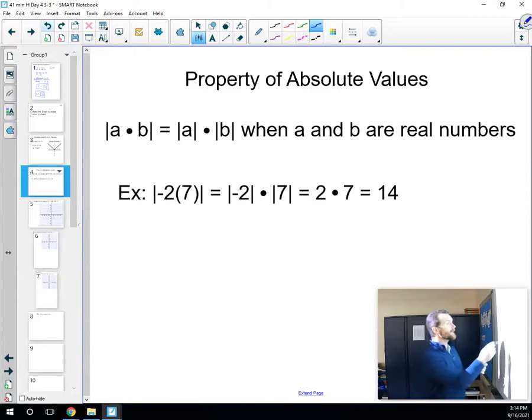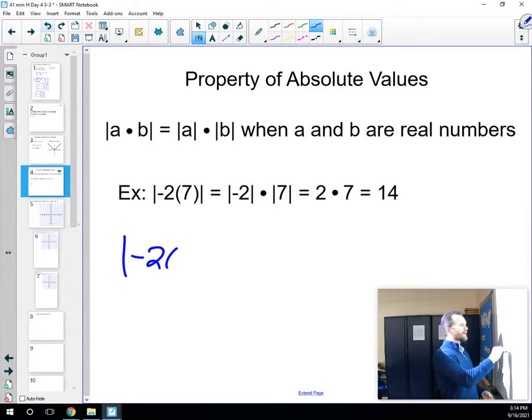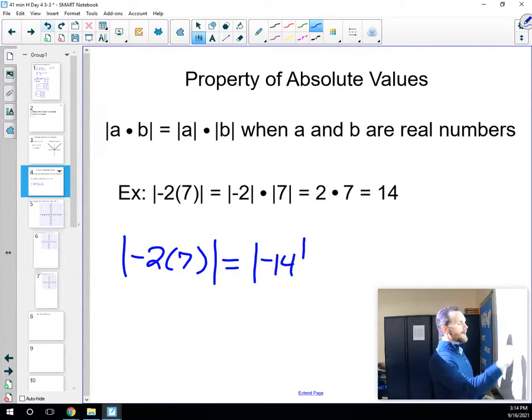Right? Now, right here, I've got an example of how this would actually look with some numbers in case that will help. So we've got the absolute value of negative 2 times 7. Now, we could just simplify. We could just say, okay, negative 2 times 7, that's negative 14. And then the absolute value of negative 14, well, that's 14.